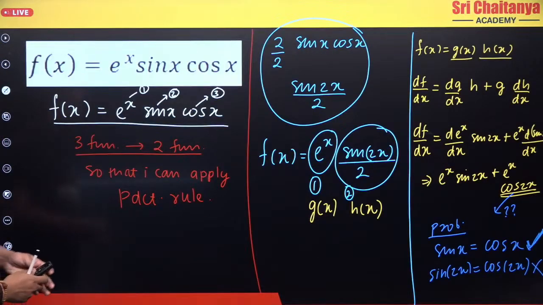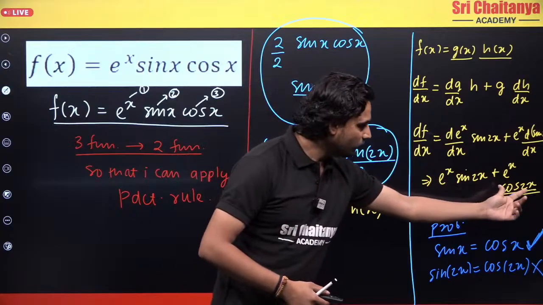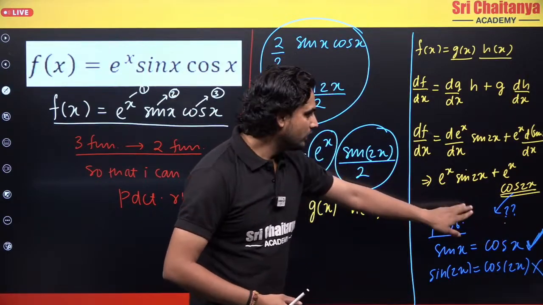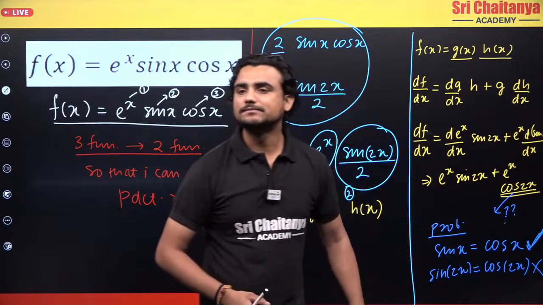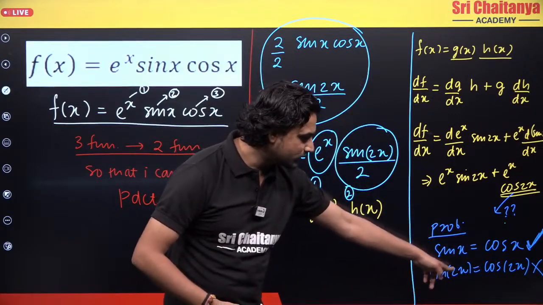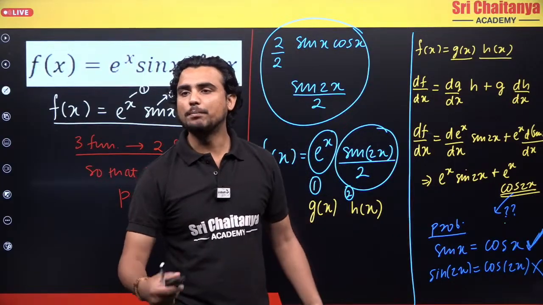Okay, so when you were solving this question, what did I tell you? That there is a dead end here. What is a dead end? The differentiation of sin x is cos x. What about the differentiation of sin 2x? Is this cos 2x? No, right? There is a problem here.